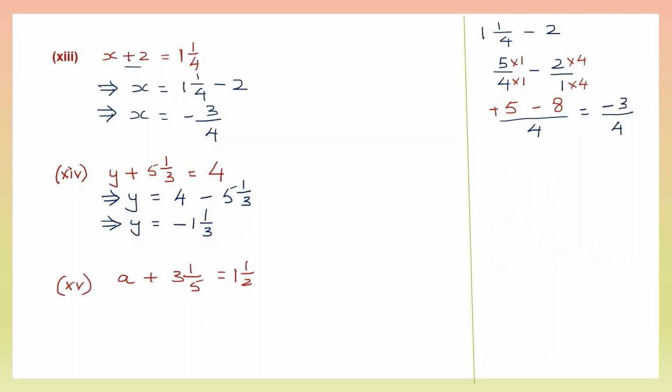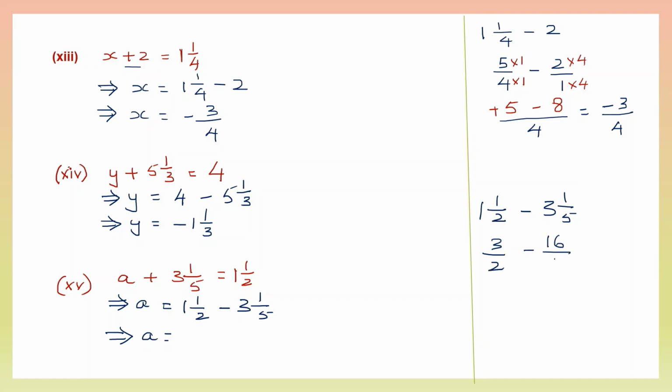Question 15. a plus 3 1 by 5 equals 1 1 by 2. So let's find the value of a. a will be equal to 1 1 by 2 minus 3 1 by 5. Therefore, a is equal to, now let's find out this, 1 1 by 2 minus 3 1 by 5. Convert: 2 1s are 2 plus 1, 3 by 2, minus 5 3s are 15 plus 1, 16 by 5.